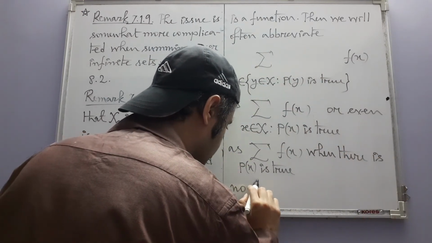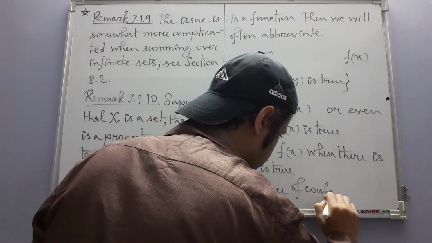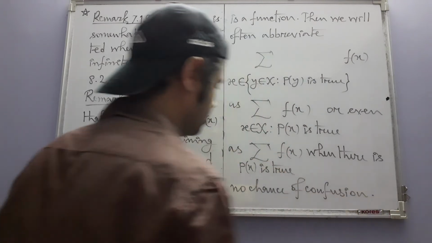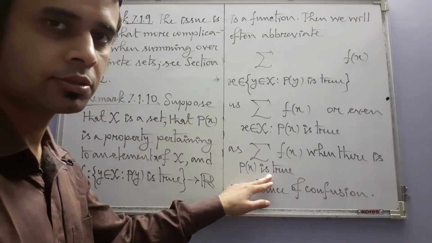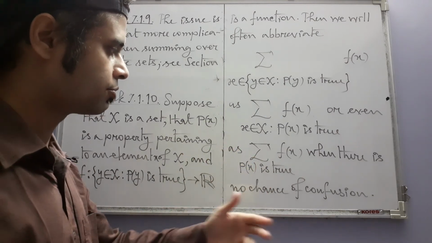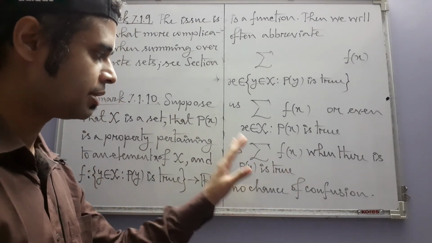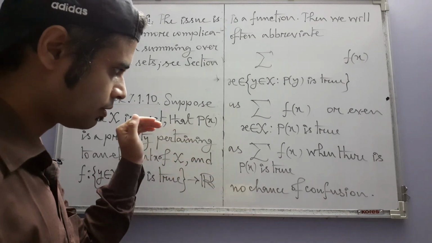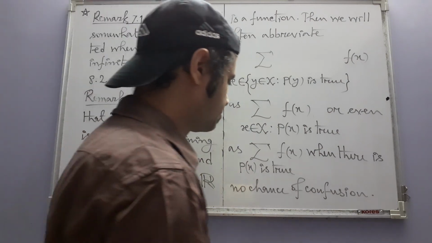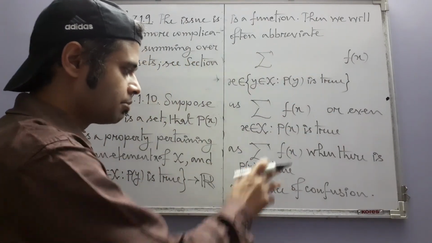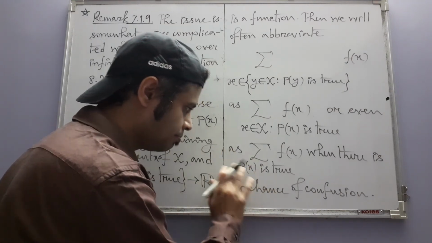When there is no chance of confusion. Now, if you think that this notation is also a little bit too much to write again and again, in practice we never write "is true". We just simply write the property P of X itself and assume that we are meaning that it is true. I mean, we are considering those X for which the property P of X is true. Most of the times we just simply write P of X and that's all.